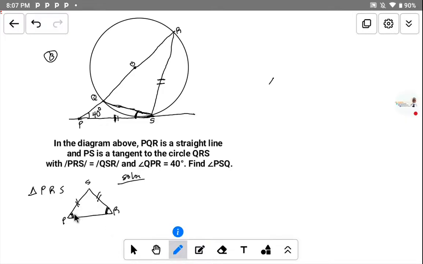That means that if this place is a certain number, say 50, definitely this place will also be equal to 50. Now, if you look at this diagram, this P represents angle 40 here. Then what will be the angle at this place? Since this side and this side are equal, it is an isosceles triangle, so the base angles are equal. Definitely this place is equal to 40, because the base angles of an isosceles triangle are equal.